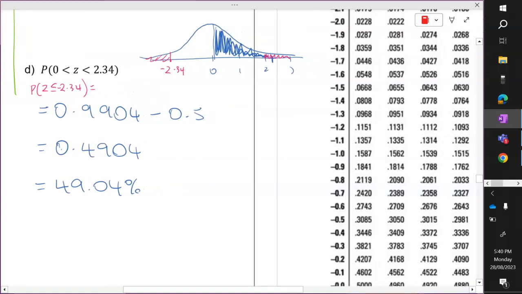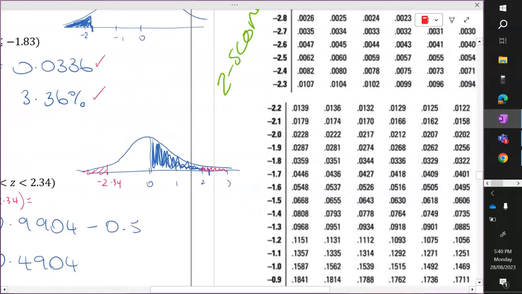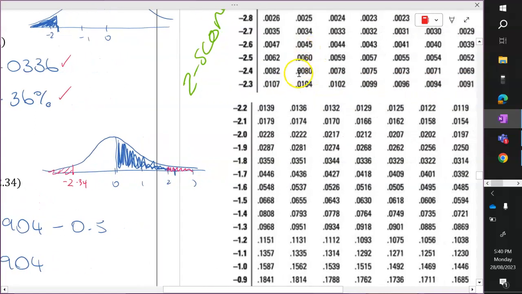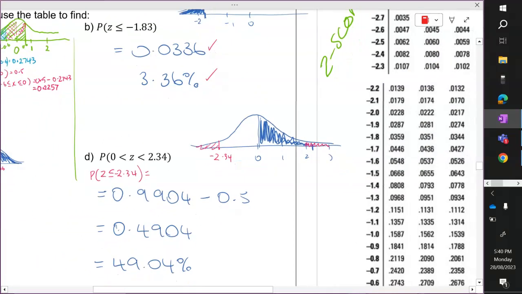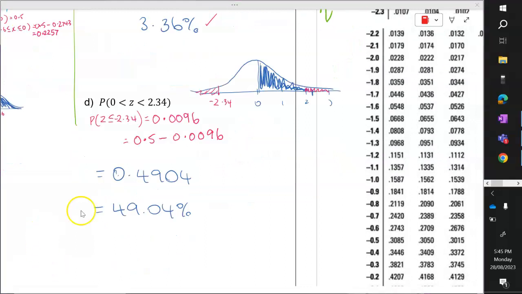So if I work out what my Z values are going to be for minus 2.34, let's have a look at that. Minus 2.30, 1, 2, 3, 4. That's right. 0.0096. Okay, so we've got a Z score of less than minus 2.34 is equal to 0.0096. So that will mirror this amount up here. So to get the dark blue part between 0 and 2.34, we're going to go 0.5, which is the whole lot, take away the pink bit, which is 0.96, to get our solution.